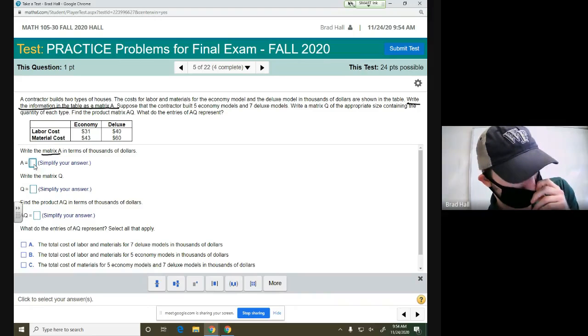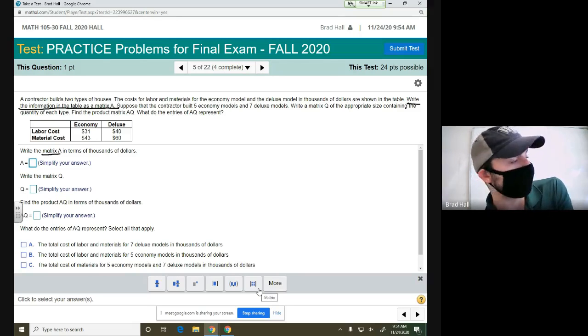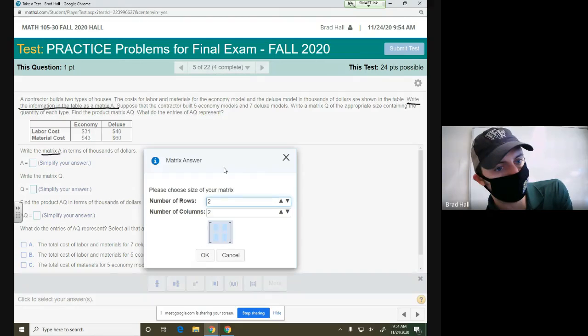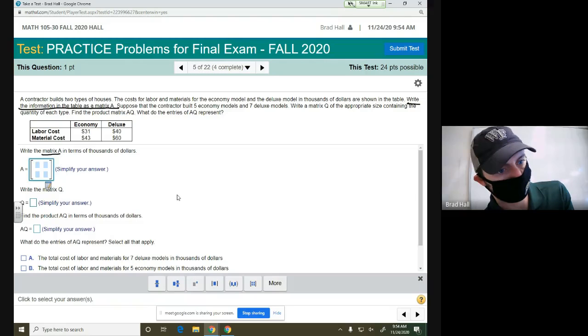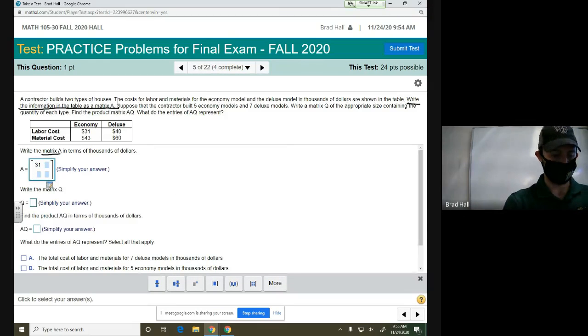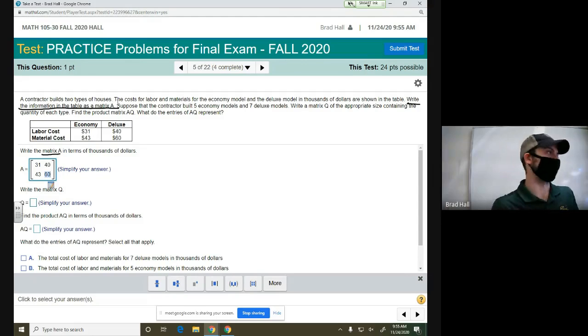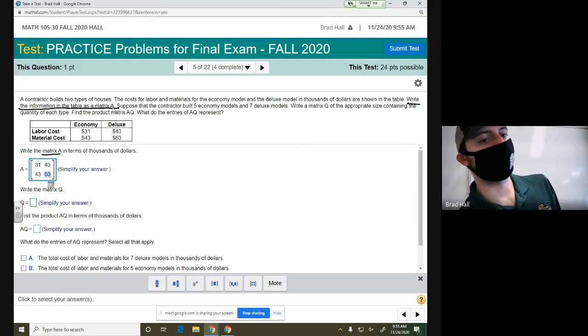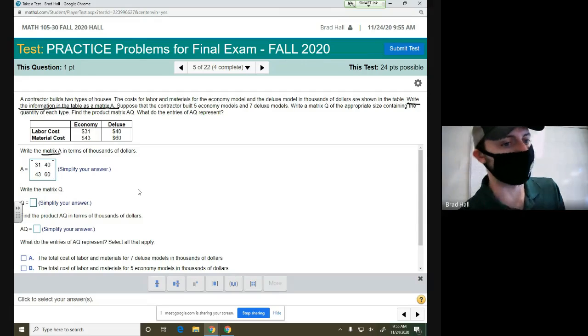So notice down here, there's a matrix tool, which hopefully you are acclimated with. We're rewriting the table exactly. So 2 rows and 2 columns. That works out perfectly because we have 31, 40, 43, and 60. I'm rewriting the table as a matrix. And if you want to, you can go ahead and start putting that in your calculator if you haven't seen that already.